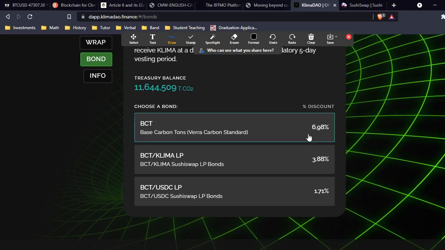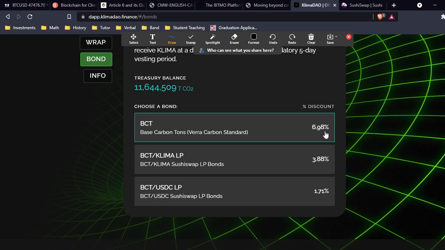Now we can check this on the DApp right now. BCT, at the time of making this video, is 6.98%. This is quite good. Every time the community bonds, every bond that is accepted by the protocol will push this number down. So the more gets bonded, the less rewarding these discounts will be. That's the part that keeps the rate of bonding in check.